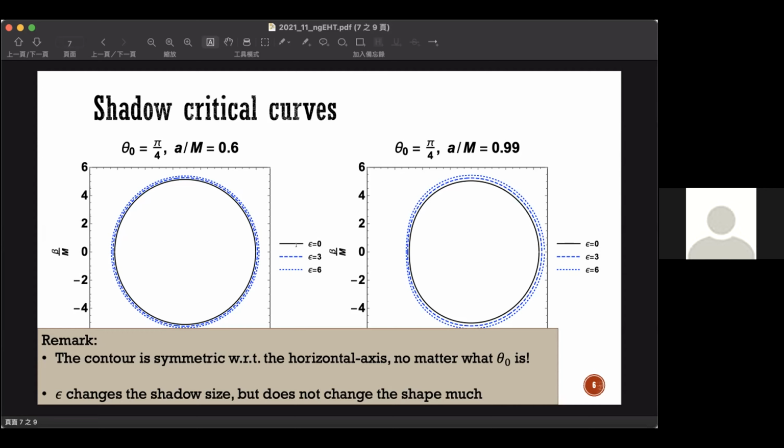And the second interesting property is that this epsilon deviation parameter only changes the shadow size. It doesn't really change the shape. And this is very important in the sense that in terms of angular diameter measurements, there is no degeneracy between this deviation parameter epsilon and the spin or the inclination angle, because the latter two are always more sensitive to the shape distortion.